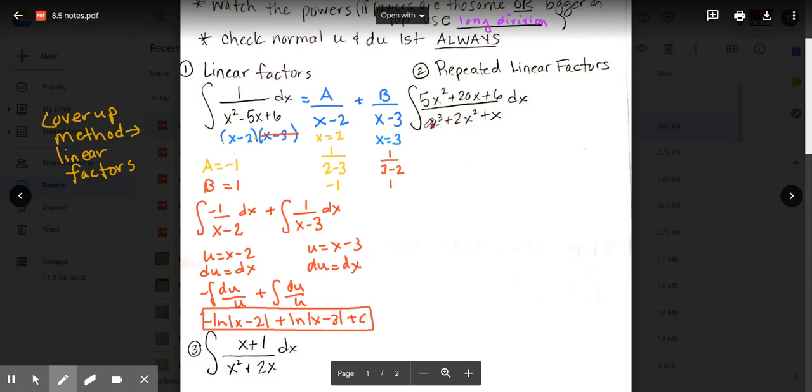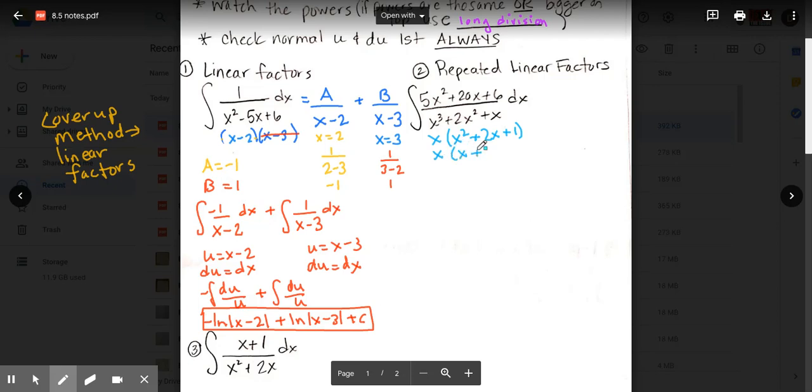Once again, you're checking to see if you make u the denominator. It won't work because you don't get du in the numerator. It's not long division because the power is bigger on the bottom. So what you want to try to do is factor next. So factor the denominator, you get x times x squared plus 2x plus 1, and you can keep going here.